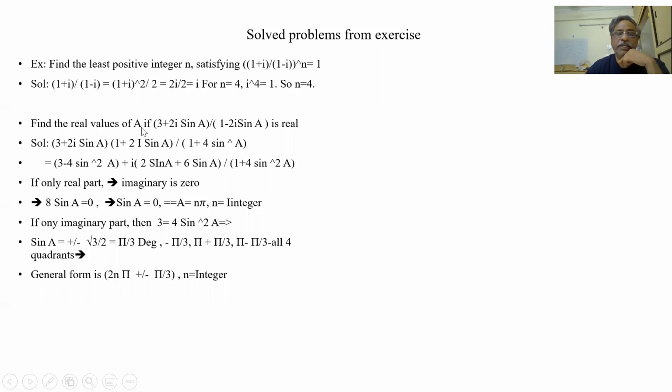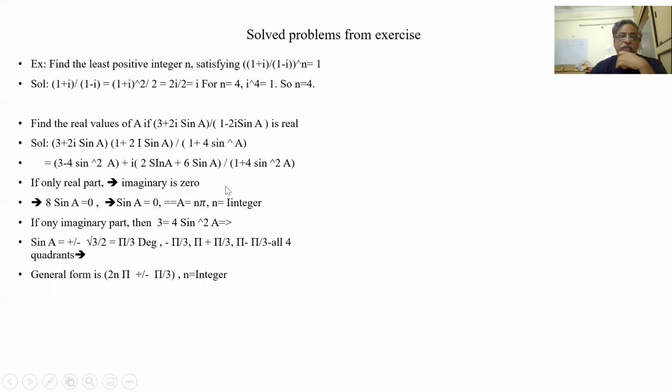Find the real values of a if it is real. So I have simplified it: 1 plus 2i sin a. I am multiplying both top and bottom, so it is a square plus b square, 1 plus 4 sin square a. When I simplify the top one, if only the real part is there, that means the imaginary part is 0. So 2 sin a plus 8 sin a is 0, so sin a is 0. That means a can be 0, pi, 2 pi, 3 pi, all multiples of pi. So a is n pi, where n is an integer.